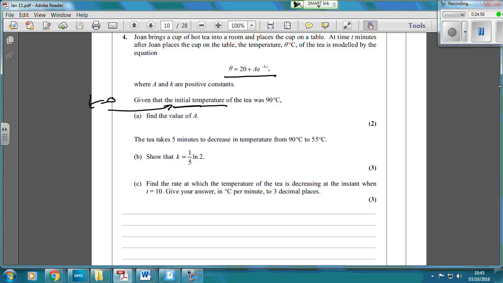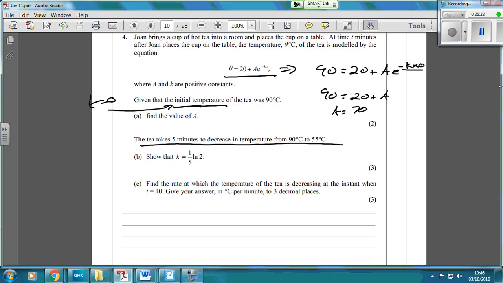So what we're going to do is say that 90 degrees equals 20 plus A e to the minus k times by 0. So that's going to be 0. e to the power of 0 is going to be 1. So we've got 90 equals 20 plus A. So A equals 70. It says the tea takes 5 minutes to decrease in temperature from 90 to 55. Show that k equals that there. So we know that A equals 70.